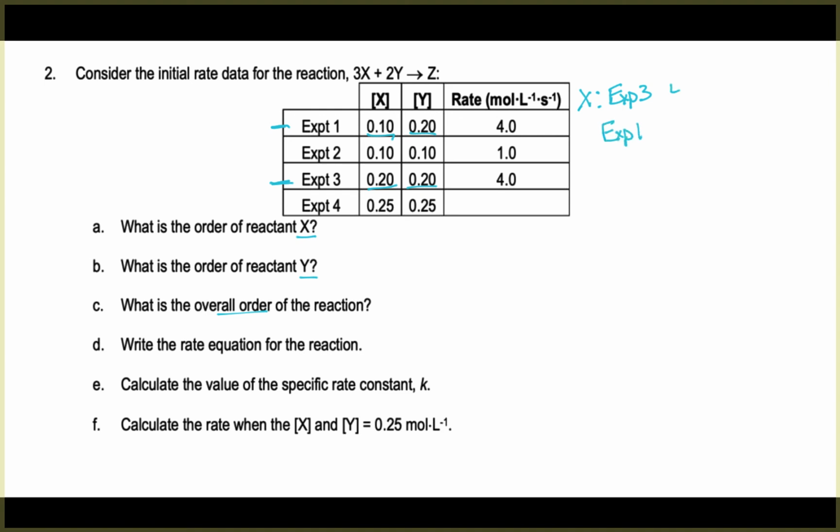So the rate is 4 equals k times 0.20 to the x, 0.20 to the y, over 4 equals k times 0.10 to the x, 0.20 to the y. So on this one, the y's cancel. Oh, I'm sorry, I forgot to put the k in there. So the k would cancel. So I get 1 equals 2 to the x. So I know x is 0.